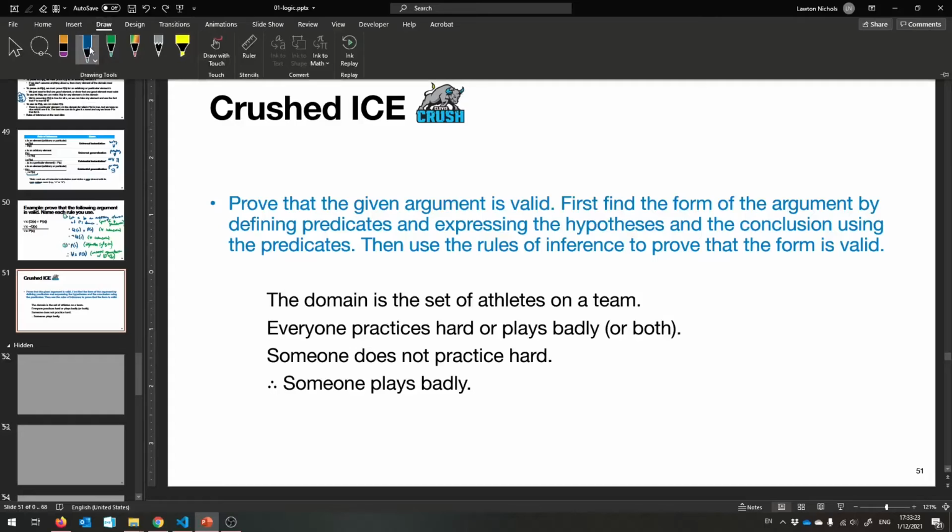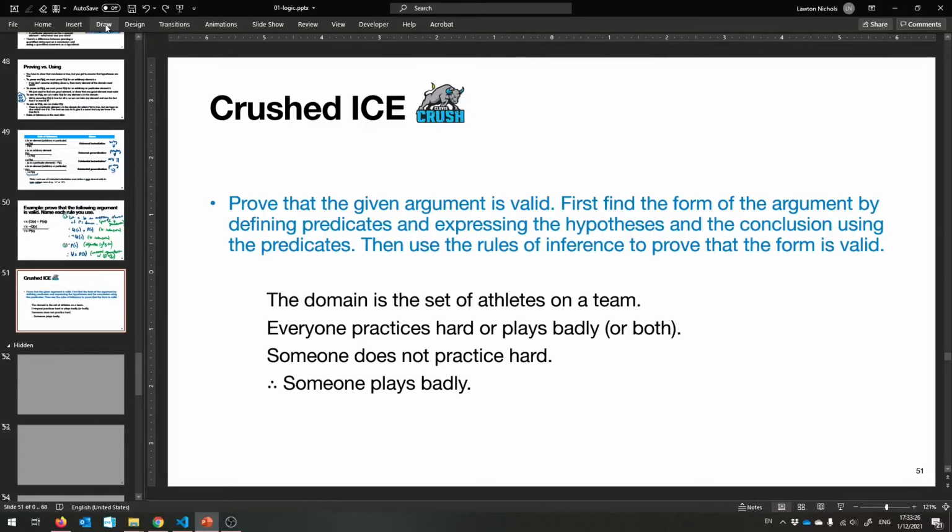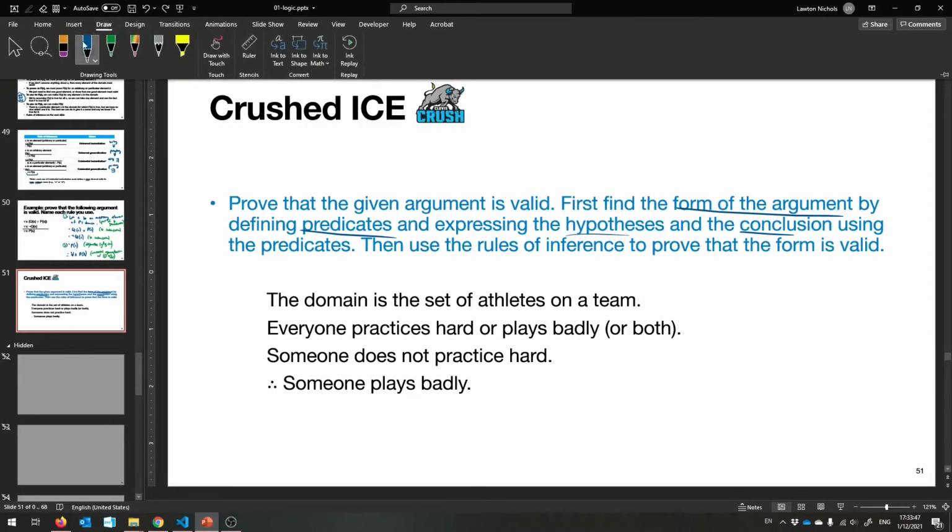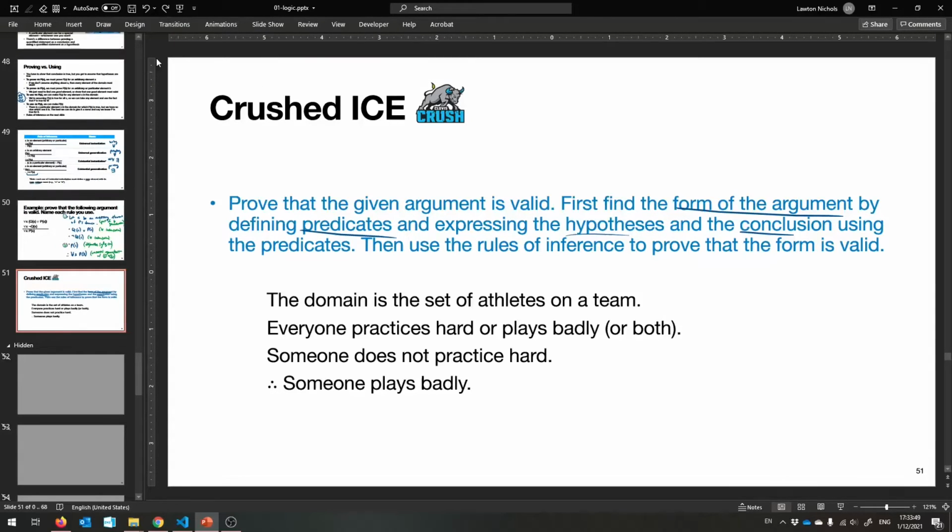We are ready. So here's an example just for you, and I want you to, again, do 2 things. So first you're going to find the form of this argument. Make your predicates, get your hypotheses, figure out what the conclusion is. And then you'll also use your rules of inference to prove that the form is valid. Okay, so take a second, find the form, and assuming you're back with your form, let's talk about things.